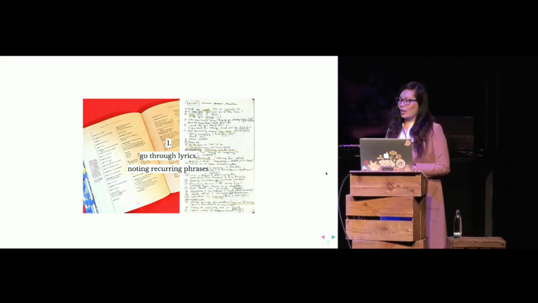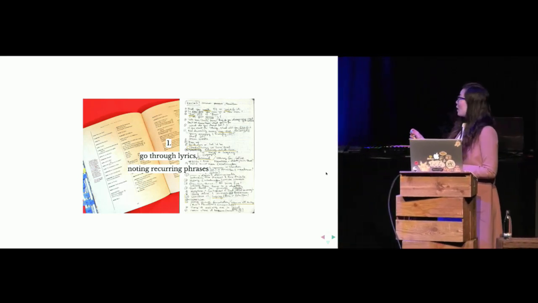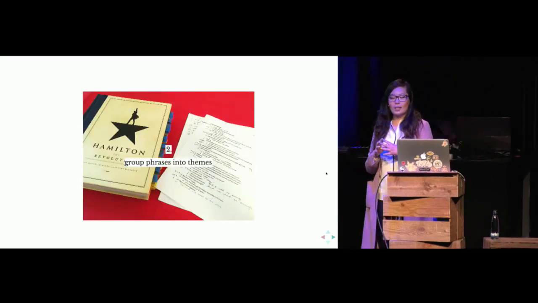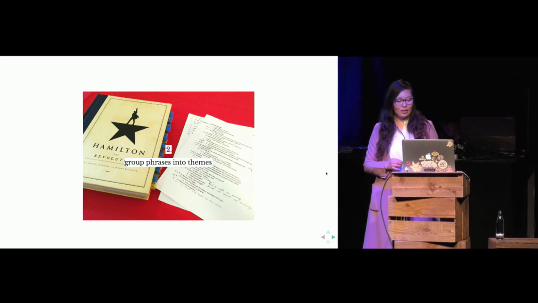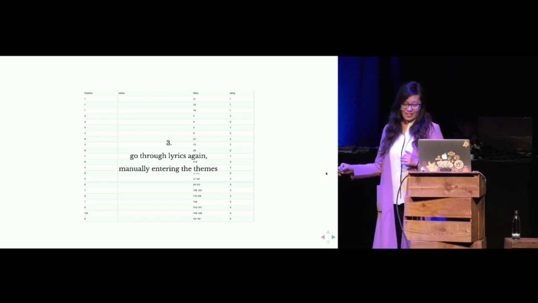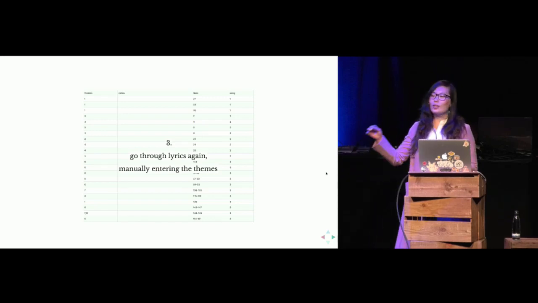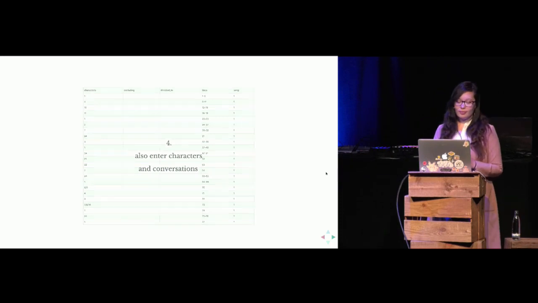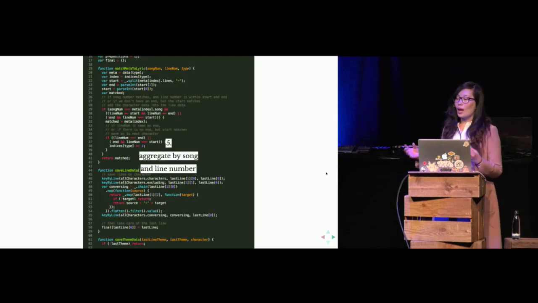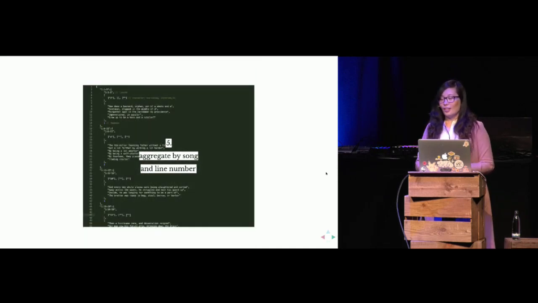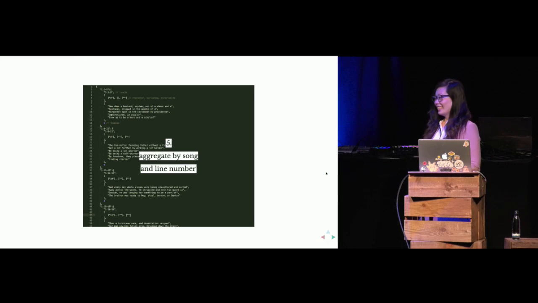First time going through the lyrics and noting all of the recurring phrases throughout. And then grouping each of those phrases into broad general themes, and then going through all of the lyrics again a second time, manually entering all of those themes, and at the same time, noting any characters and conversations that they were having. I then wrote a script to aggregate all of that metadata by song and line number to get my final data set.